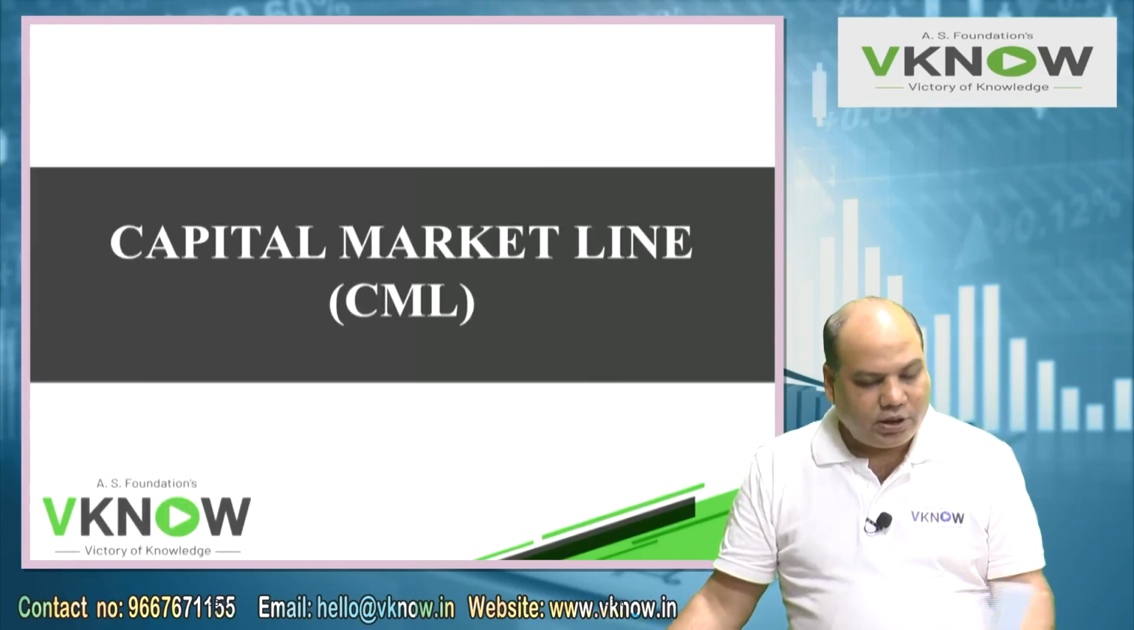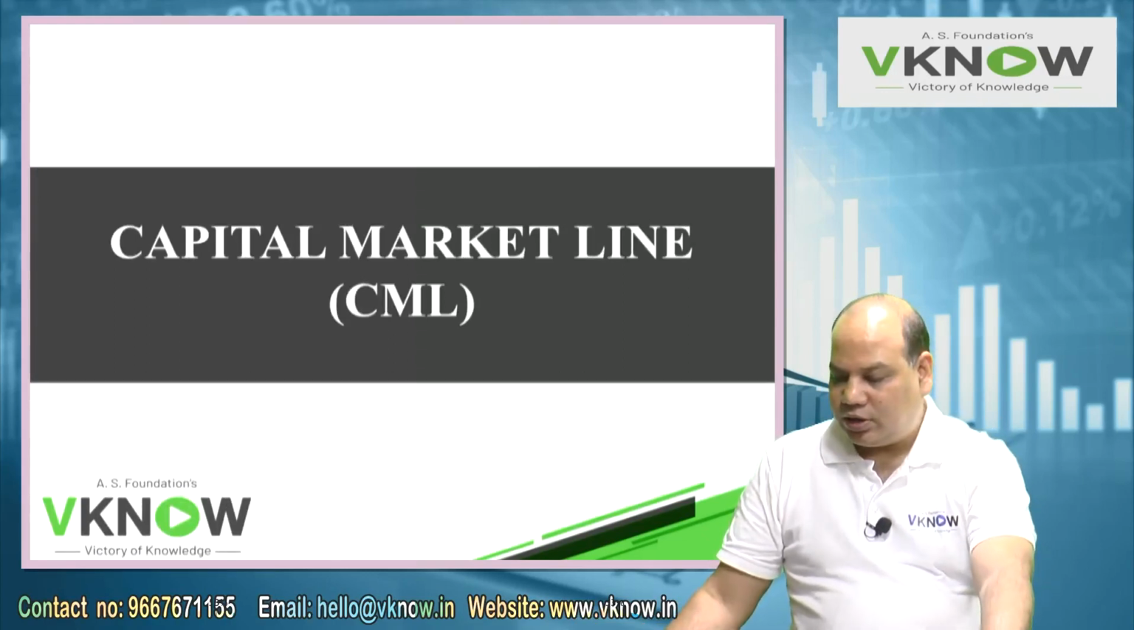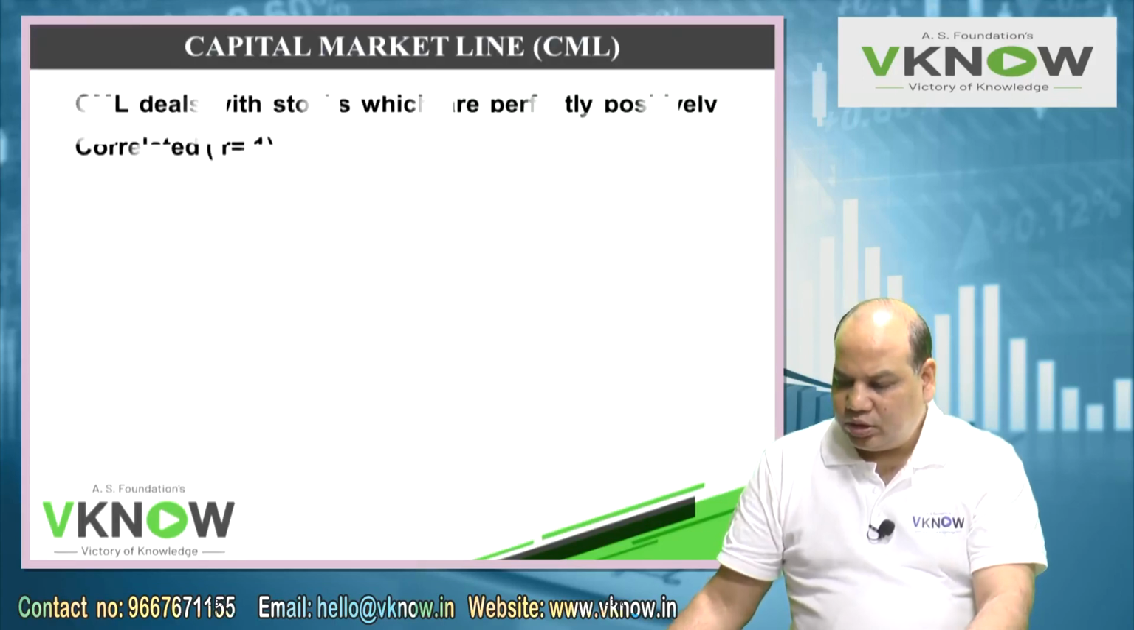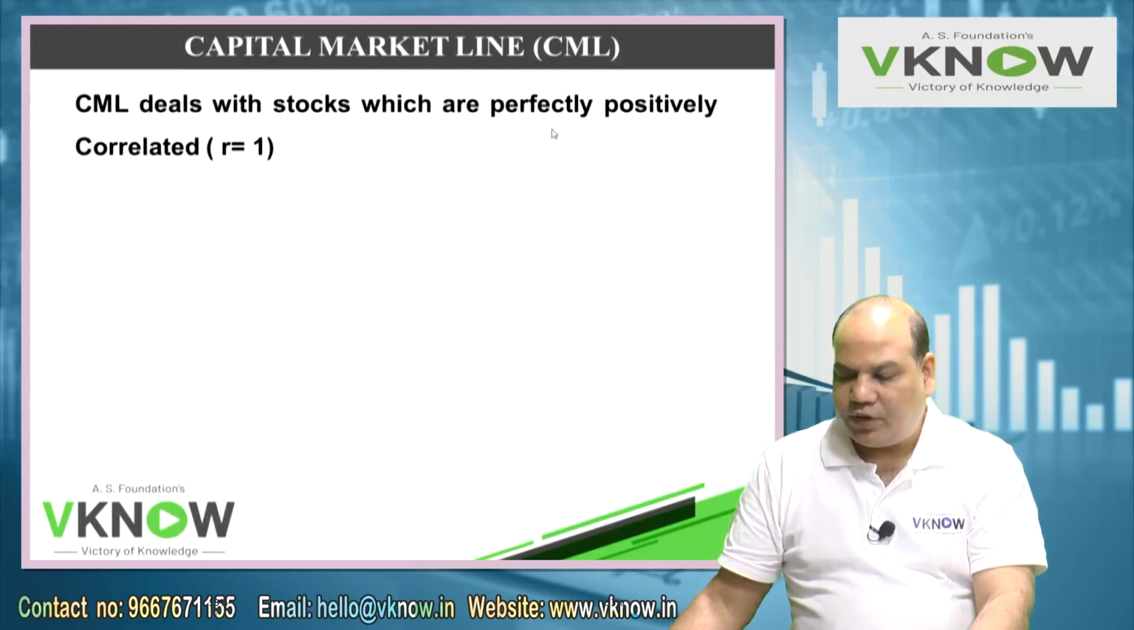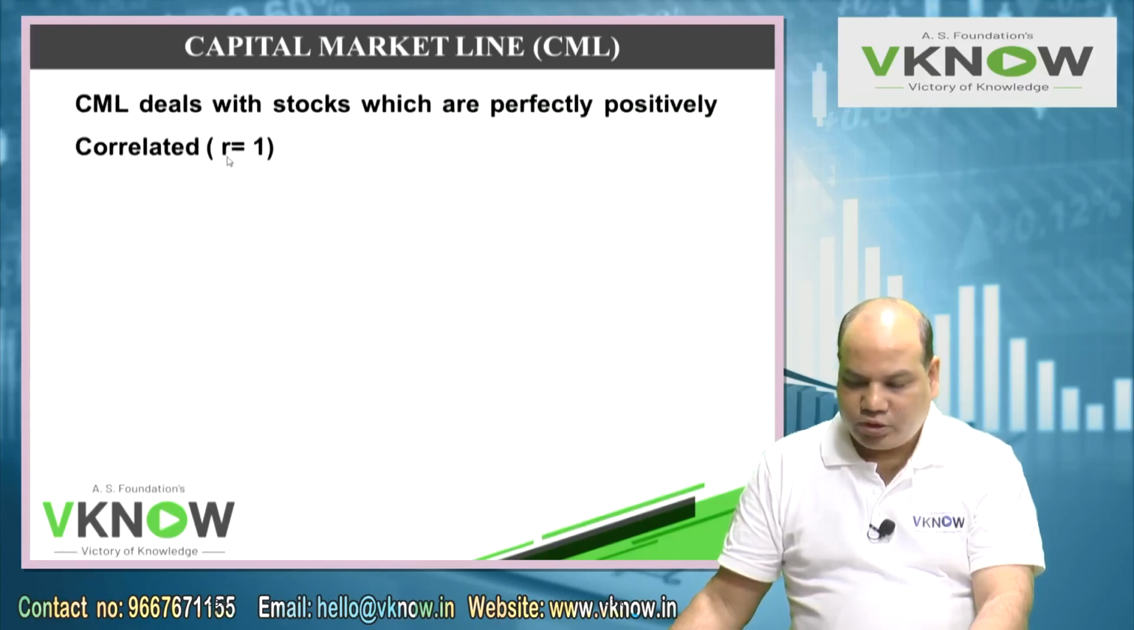Now we'll see capital market line. Paragraph 28, capital market line. So capital market line deals with stocks which are perfectly positively correlated, that is R is equal to 1. It deals only with efficient stocks.